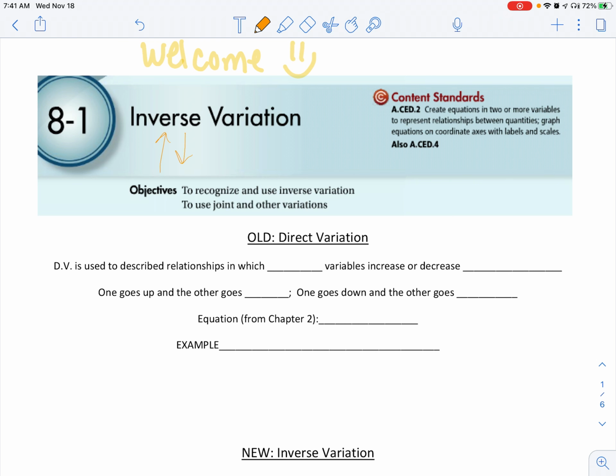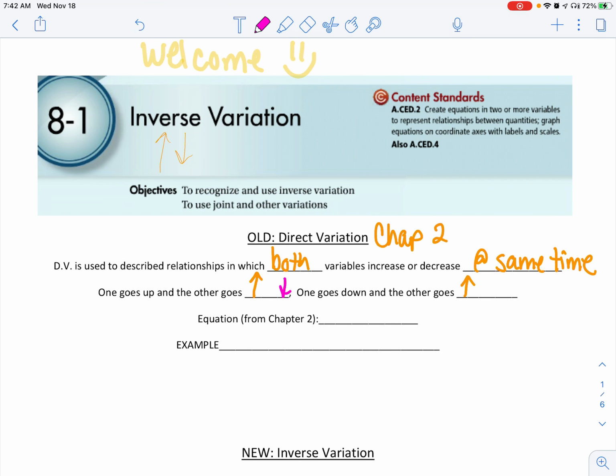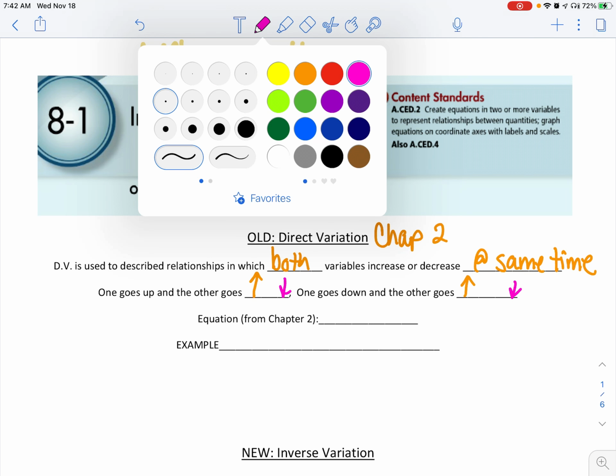So let's talk about old school. Chapter 2 is when we talked about direct variation way back when. Direct variation was used to describe a relationship in which both variables increase or decrease at the same time. So as one thing goes up, the other thing goes up at a constant rate, and as one thing goes down, the other thing goes down at a constant rate. They're either both increasing at a constant rate, or both decreasing at a constant rate. Now, what was that constant rate?